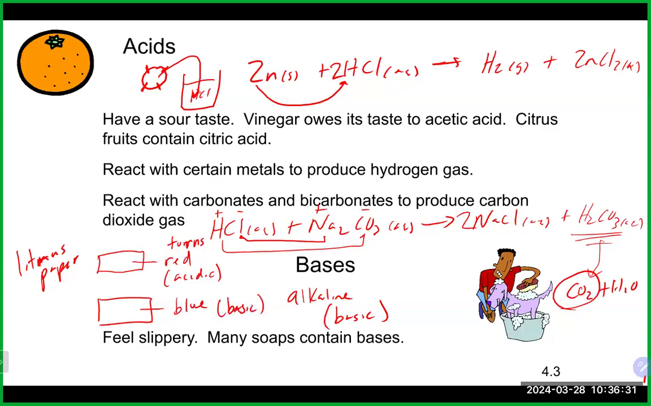So a lot of times if we're measuring something that we think is basic, we'll use red litmus paper to turn it blue. And if we're measuring something that we think is acidic, we'll take blue litmus paper and try to turn it red. There's also neutral litmus paper. It'll go either way. It's kind of like a purplish color in a lot of cases. Any questions on that? I think we use litmus paper. Not yet. We will. But I don't think we have done it yet, but we will.